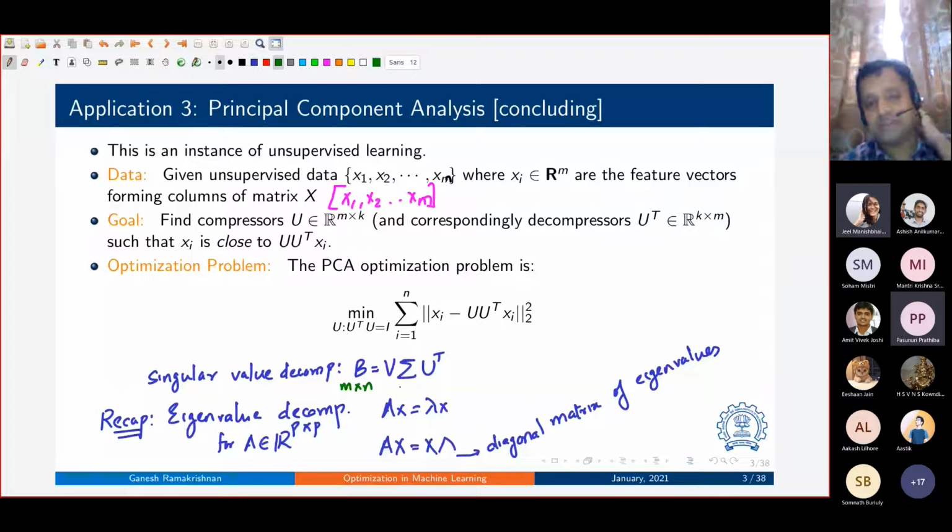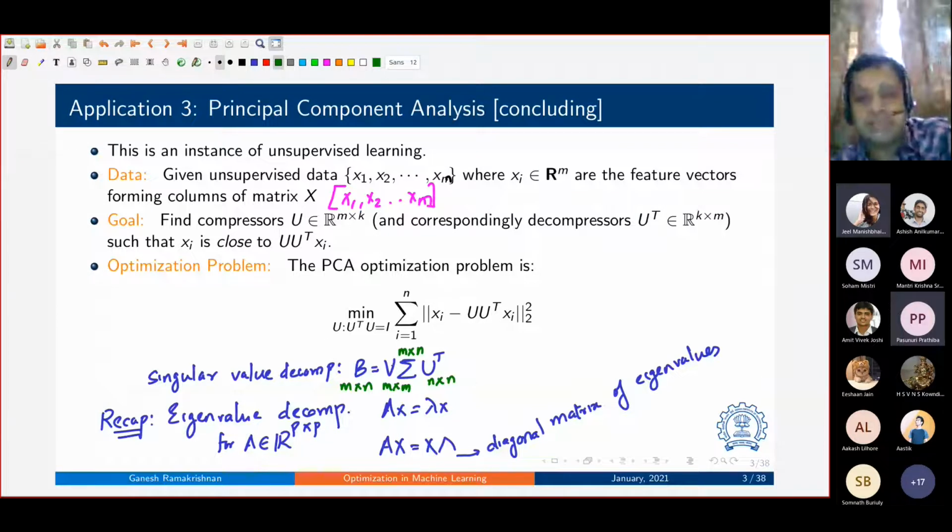Then what would be the dimension of V? Anyone? It certainly has to be M cross something. It will be M cross M. Sigma will be what? An M cross N matrix. And U will be an N cross N matrix. U transpose, sorry. Yeah, U. For that matter, U.